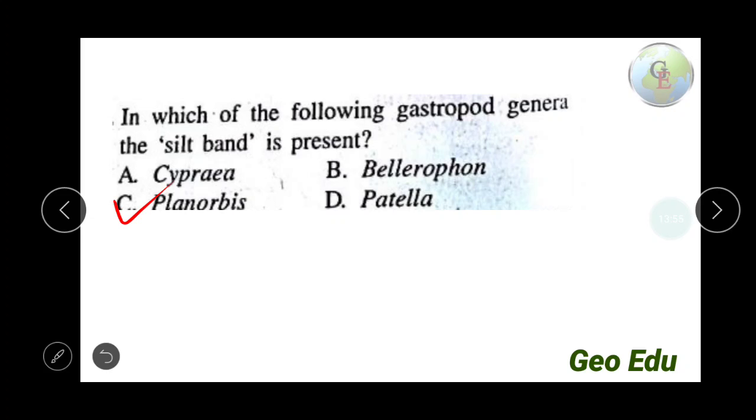And trigonia, this is the planar bees will be the answer. Next question.